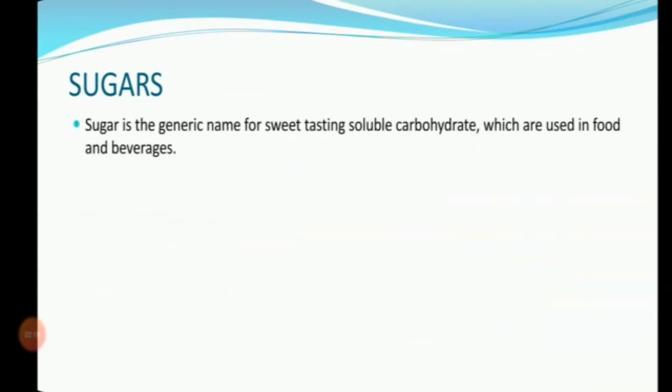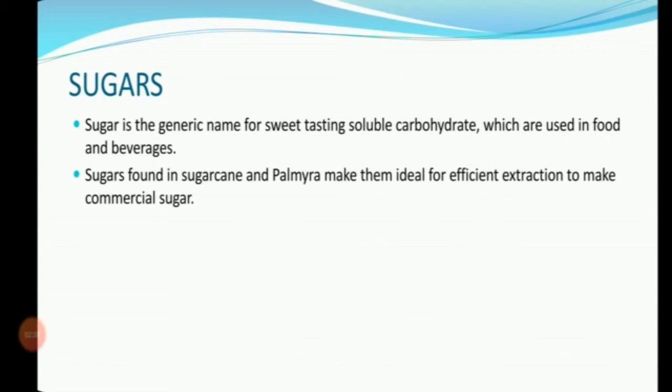Sugar is obtained from the sugarcane. Sugar is the generic name of sweet tasting soluble carbohydrates, which are used in food and beverages, mainly sweets. The sugars found in sugarcane and palmyra make them ideal for efficient extraction to make commercial sugar.